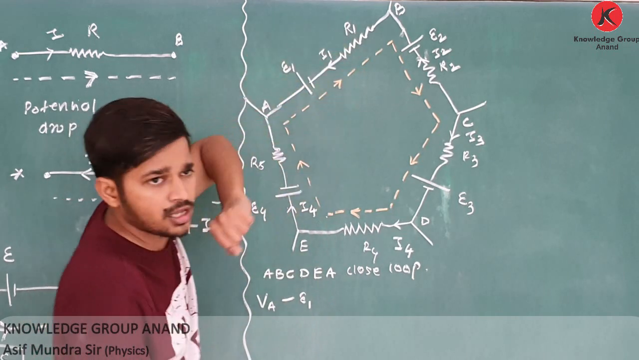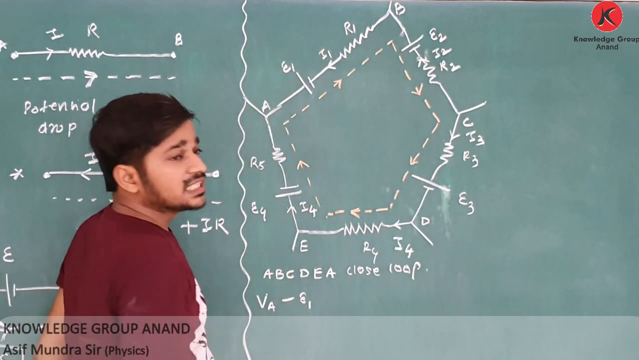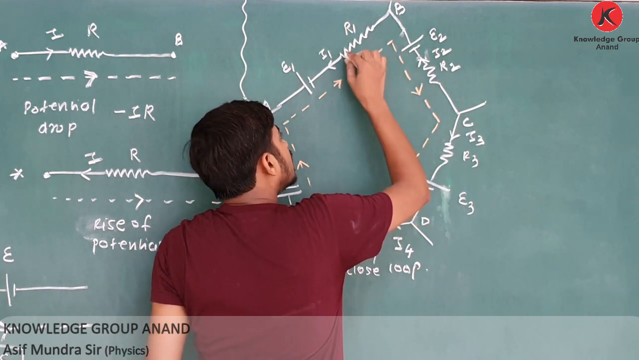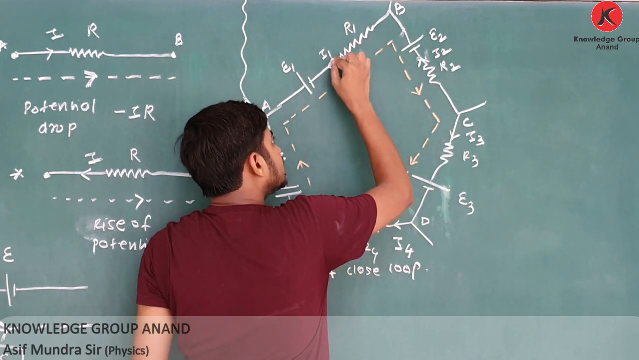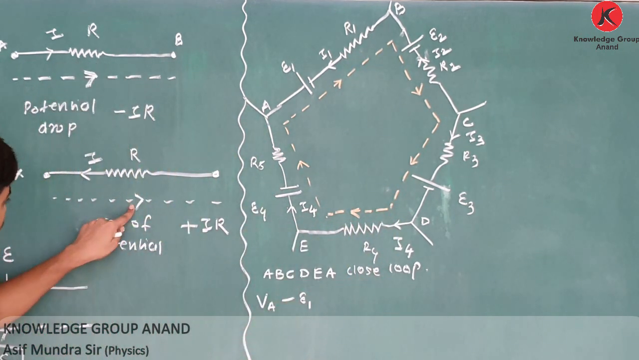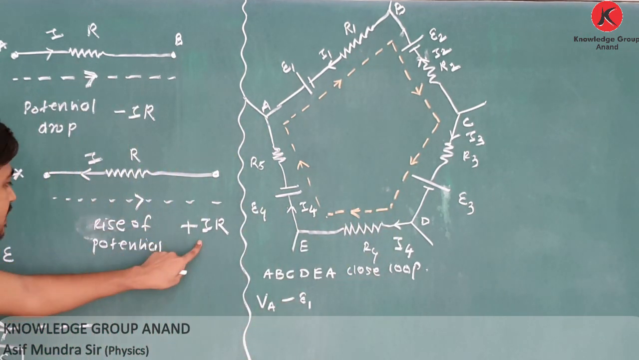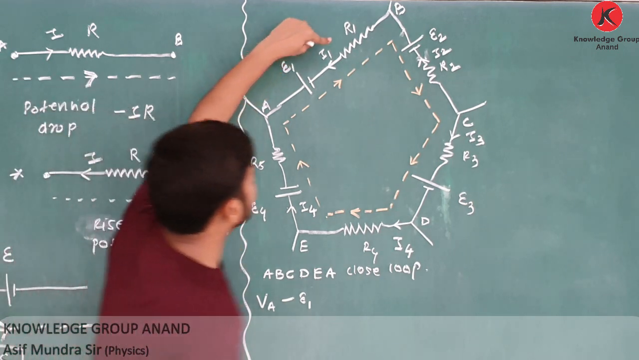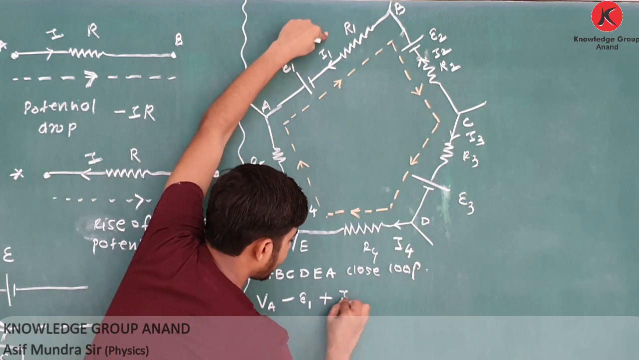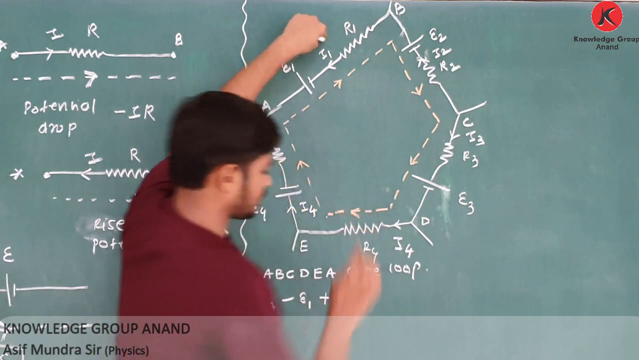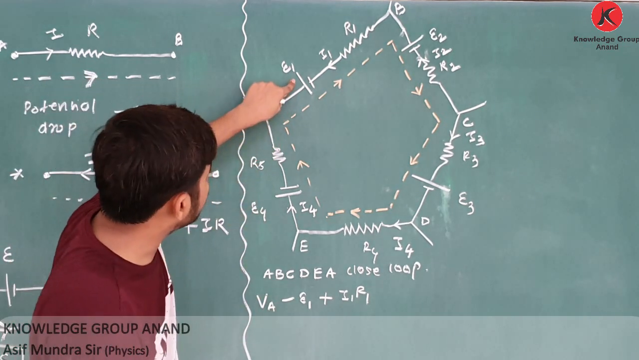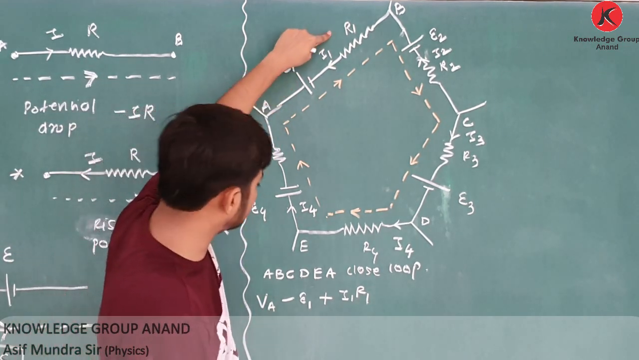Resistance is R1. Current flowing through it is I1. See, I am moving in this direction, but the current flowing through this resistor is in the opposite direction. When we are moving opposite to the direction of current, there is rising potential. What is rising potential? You have to write plus. So here it is plus I1 R1. Clear about this?